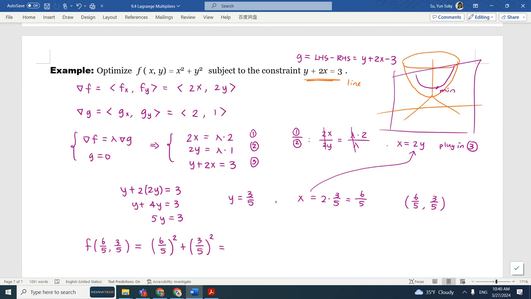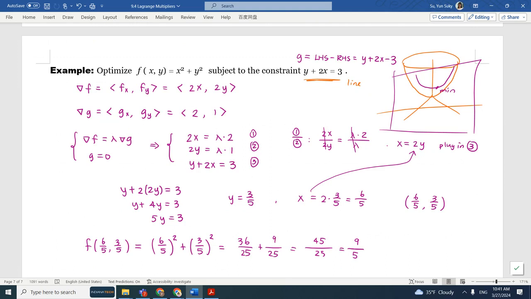What is 6 squared? 36. 5 squared? 25. 3 squared? 9. So what is 36 plus 9? 45. Can you cancel the common factor? So you get 9 over 5. We get one solution, and we get an f value.